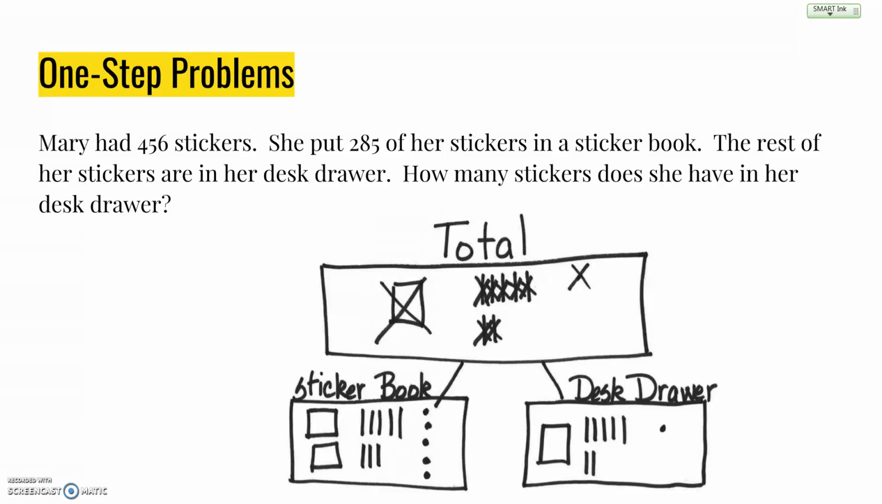So this is a pictorial representation of some base 10 blocks. So the students could draw this picture, or in class we might have these base 10 blocks and they just manipulate them and move them around.